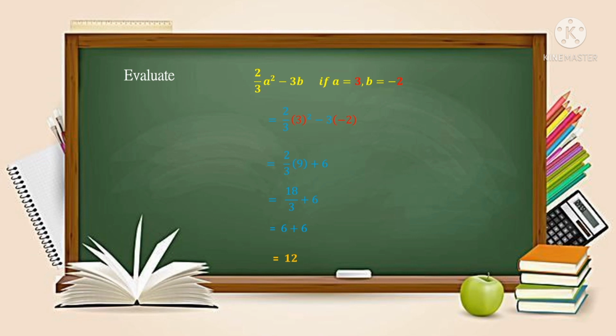Or you can use the other technique, which is cancellation. If you know cancellation, you can use that method. So you cancel the 3 with the 9, so 9 divided by 3 becomes 3. So the remaining is 3, so 2 times 3 becomes 6, plus the remaining 6, so it comes up with the same answer. So if you know the techniques, you can use them.